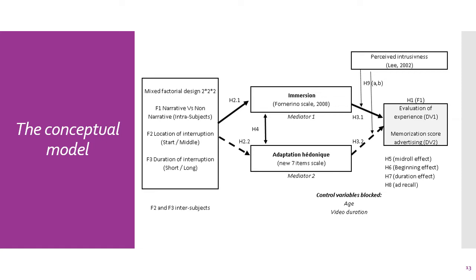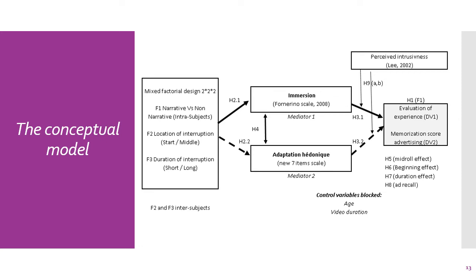Then in terms of advertising interruption, we used an interruption at the start of the video or in the middle. And the third factor was the duration of the advertising or the interruption. It was a comparison between short versus long formats of interruption. As mediators, we have two mediators here that will explain if people evaluate favorably or unfavorably an experience and if they memorize an ad.